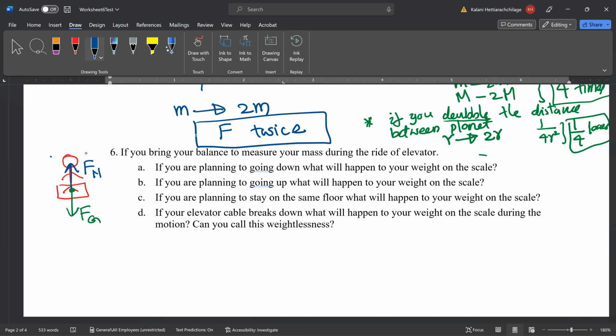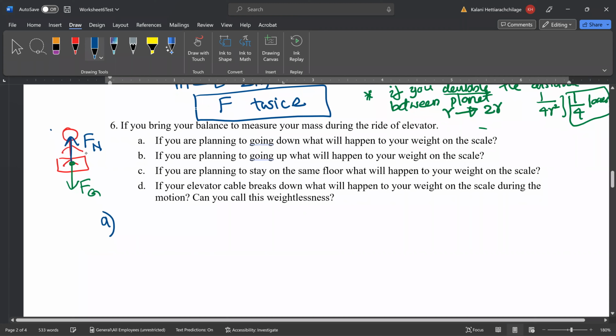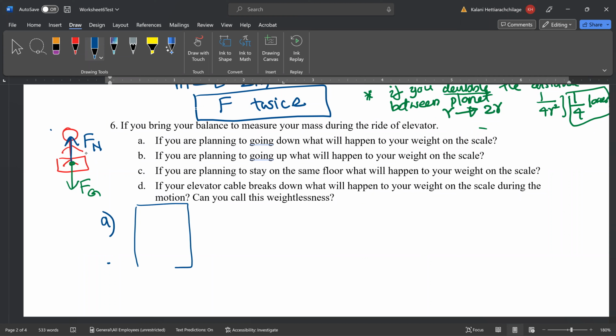Okay, so now let's move into part A. It's very important that you definitely draw the free-body diagram for the problem. Otherwise, you don't understand the difference between those things. If you are planning on going down, what will happen to your weight on the scale? Now we are talking inside the elevator, not outside. This is the elevator. I'm not going to draw the person and the balance, you know what I'm talking about. There is a normal force and there is a force of gravity. Now this elevator is going downward with some acceleration. That's part A.